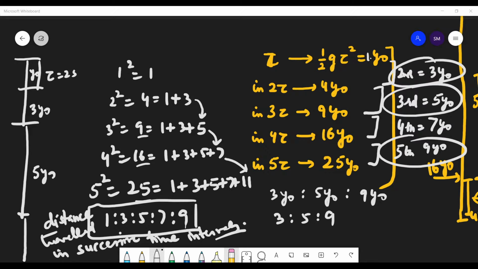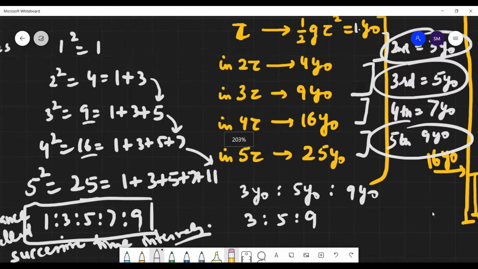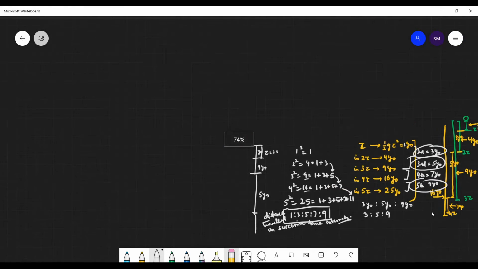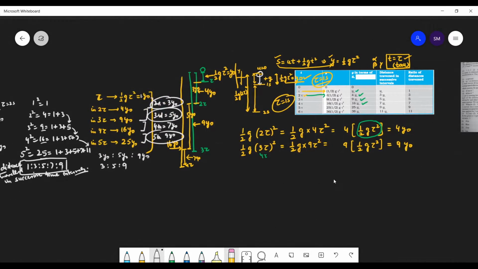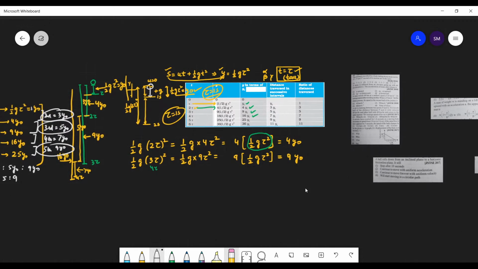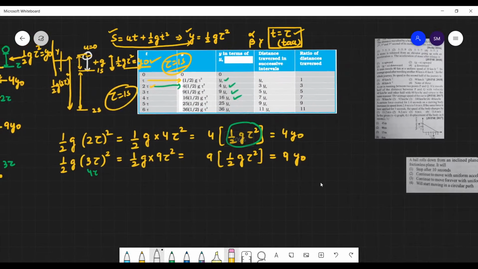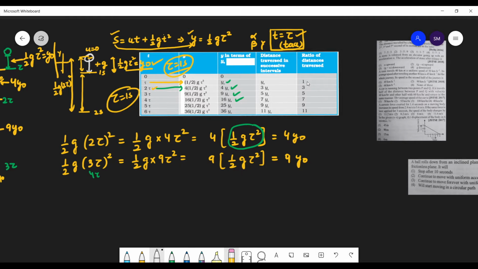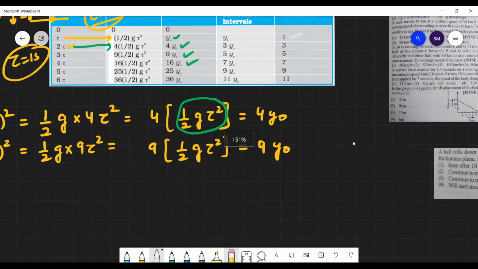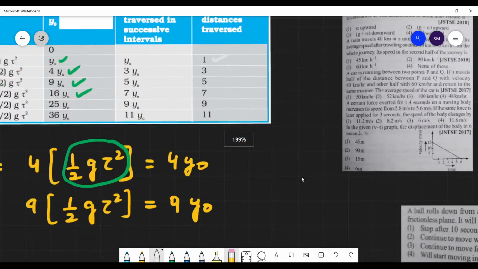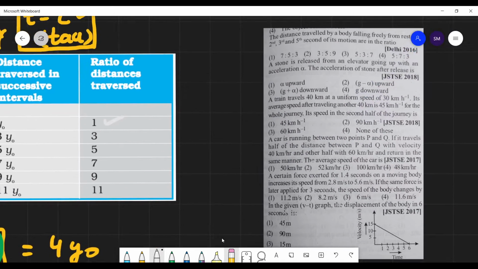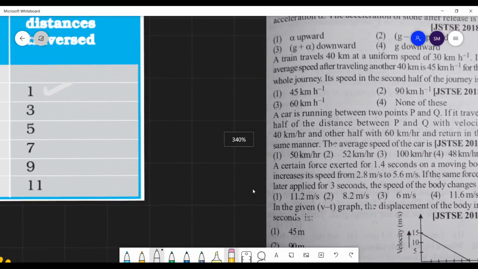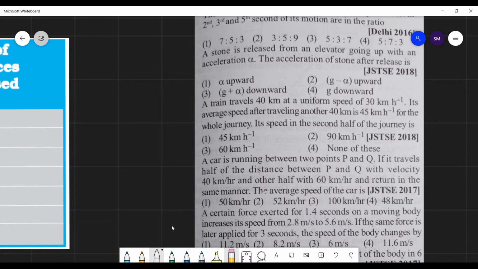Okay, now let us do the next question. So where is our next question? So that's the ratio of distance traveled: 1 is to 3 is to 5 is to 7 is to 9 is to 11. Now let us do the next question.